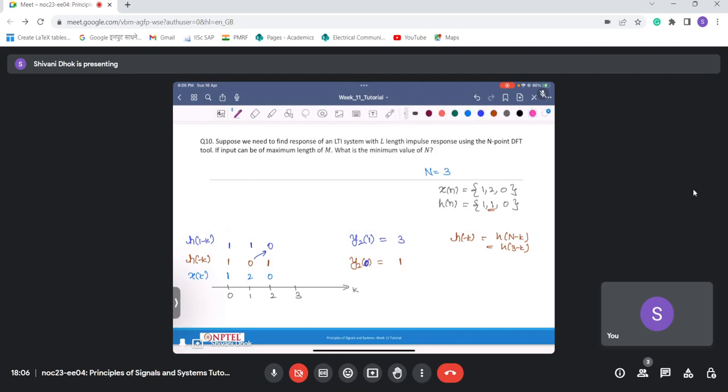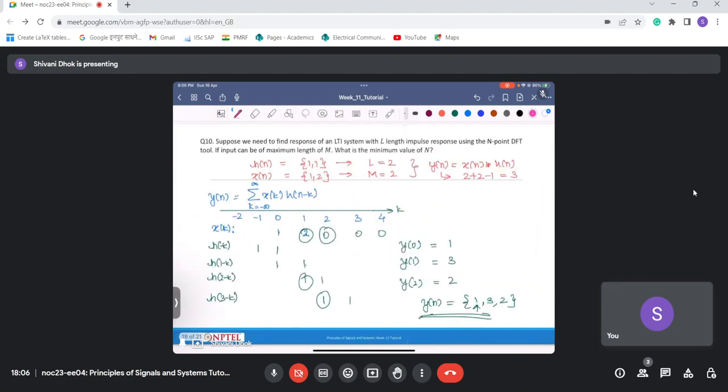Then I will find h of 2 minus k. So here I have h of 2, then h of 1, and then h of 0. H of 2 is equal to 0, h of 1 is 1, and h of 0 is 1. So this comes out to be 0 into 1, 1 into 2 is 2, and 1 into 0. So this y2 of 2 comes out to be equal to 2. So this y2 of n is equal to 1, 3, 2. So that will be equal to this y[n], which is the linear convolution.